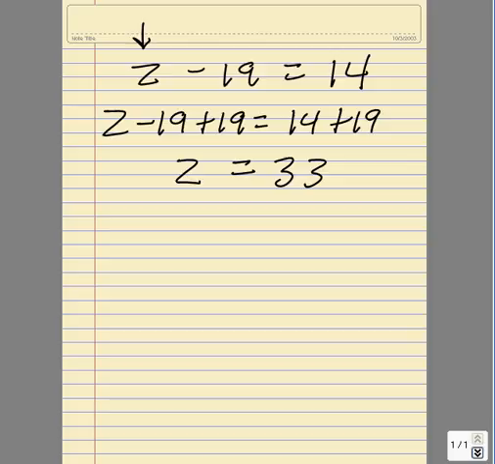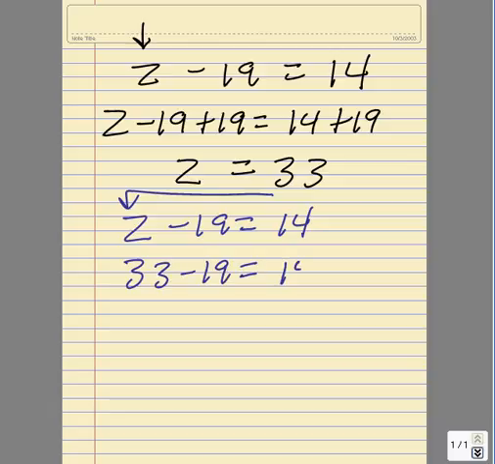Now we're going to check our solution, put it back in. z minus 19 equals 14. Always start with the original equation. Substitute the 33 in where the z is. 33 take away 19 equals 14. Third step is do the calculations. 33 take away 19 is 14, equals 14, and it checks.